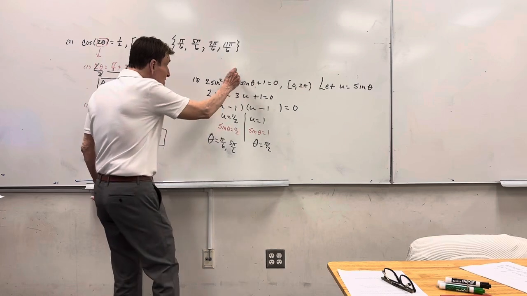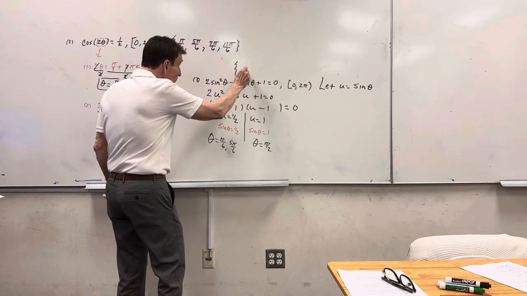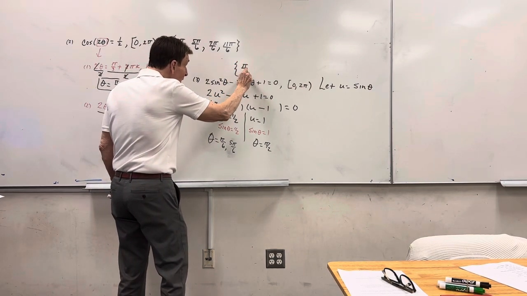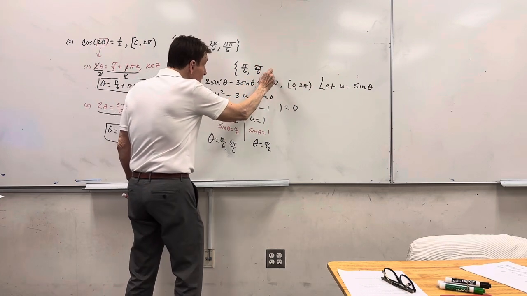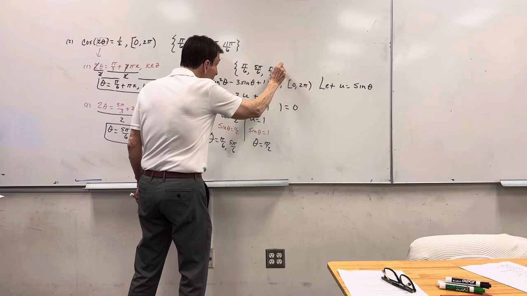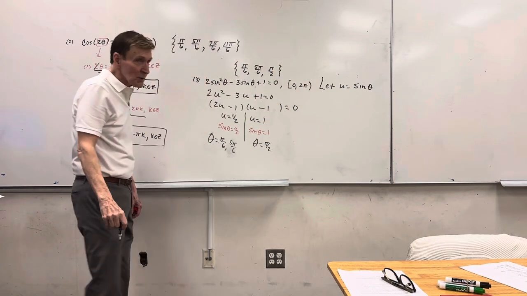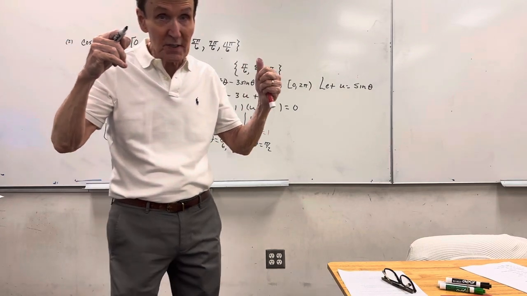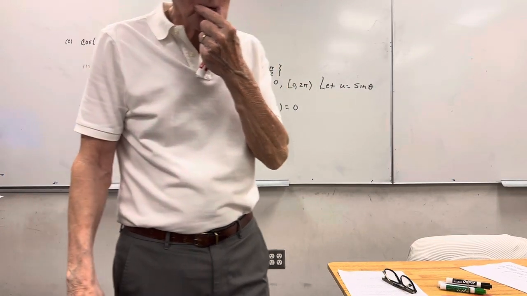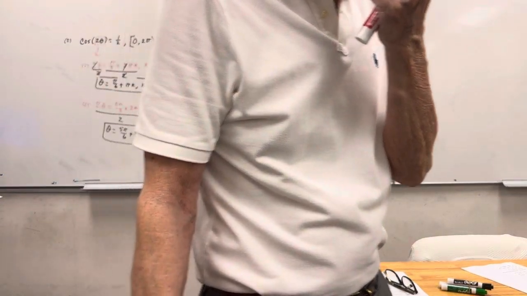So my solution set would contain pi over 6, 5 pi over 6, and pi over 2. I don't care about what order you place these. You're done. I think these are a little bit easier than inverses.